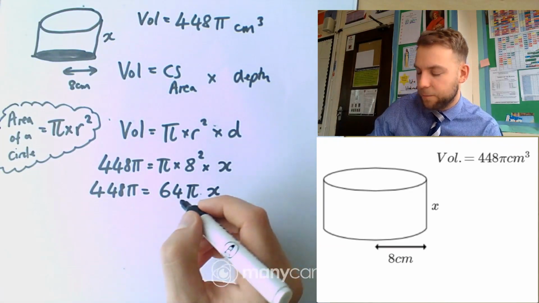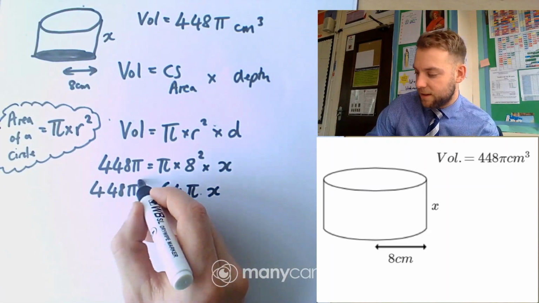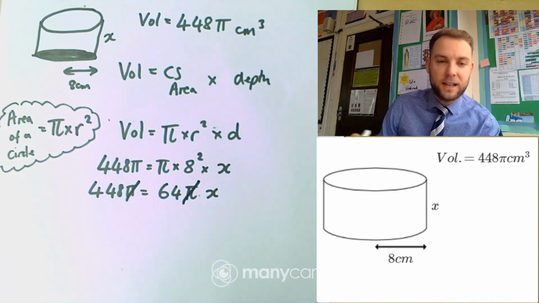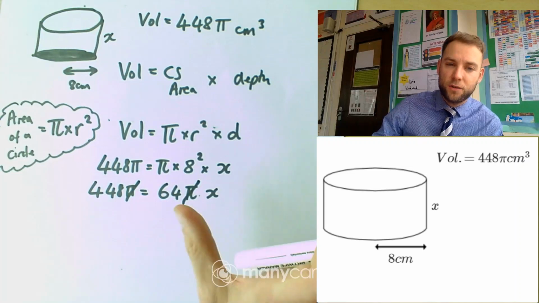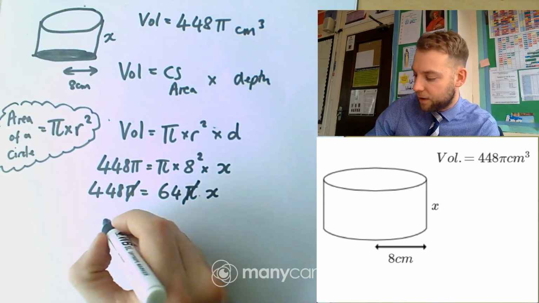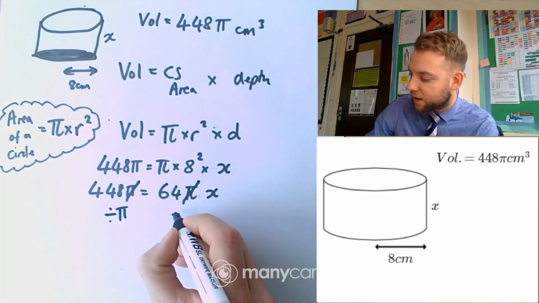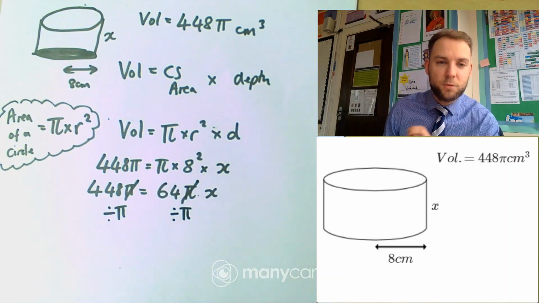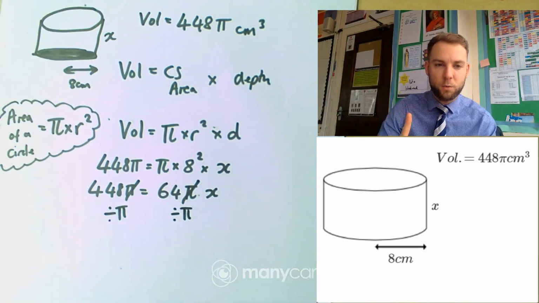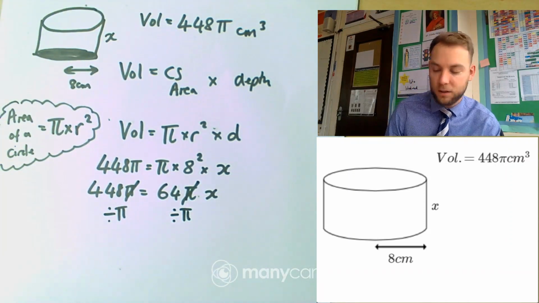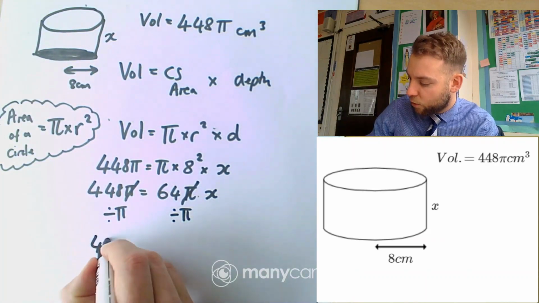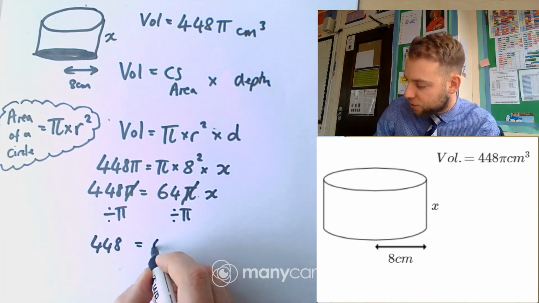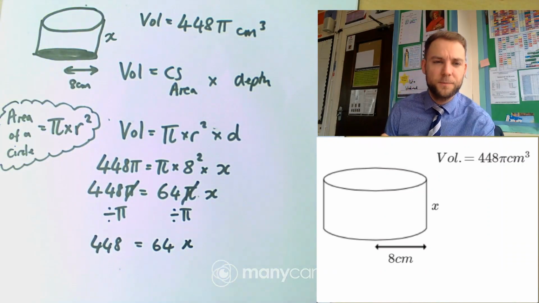I'm going to do that by, some people just cross it off like this and say, well, I've got pi on both sides, I can cancel that off. And that is right, but you do have to be careful in case there's an addition over here. The reason that works is because I'm dividing both sides by pi. That's why I can cancel both of those. Pi divided by pi is 1, pi divided by pi is 1. So I'm just left with 448 is equal to 64x.